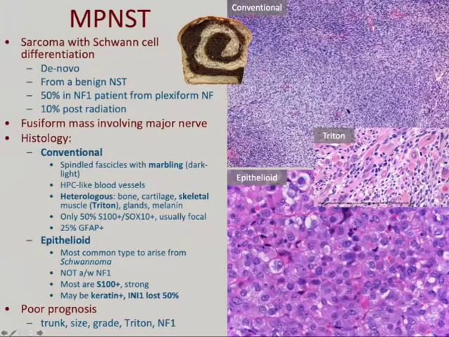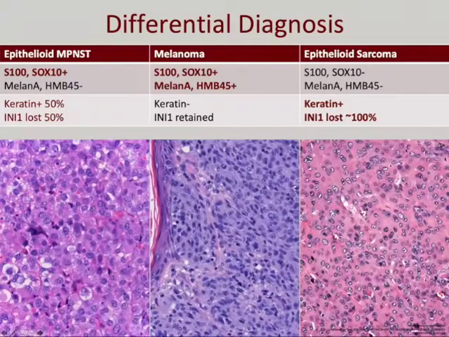All right, here's what your conventional versus epithelioid MPNST look like. Remember, conventional is kind of marbled, usually S100 SOX10 negative, in contrast to epithelioid, which is usually S100 SOX10 positive, sometimes keratin positive as well. Remember, your characteristic Triton tumor is just heterologous differentiation into skeletal muscle in your MPNST. You can have heterologous differentiation to anything, bone, cartilage, glands, okay. Here's your differential diagnostic table of your epithelioid MPNST, your actual melanoma, and your epithelioid sarcoma.